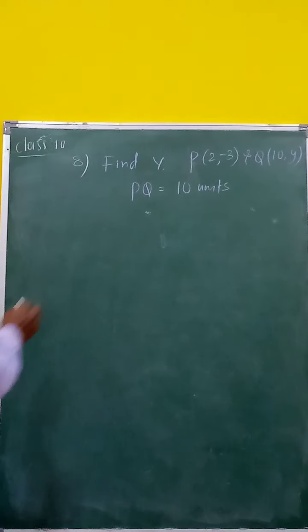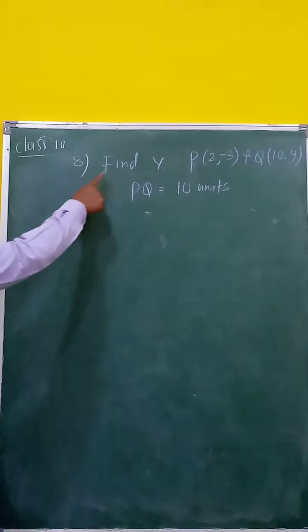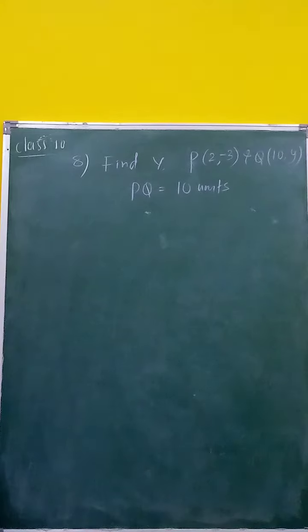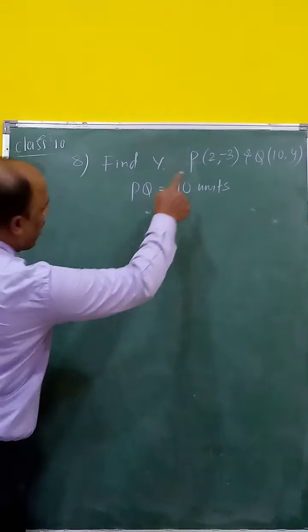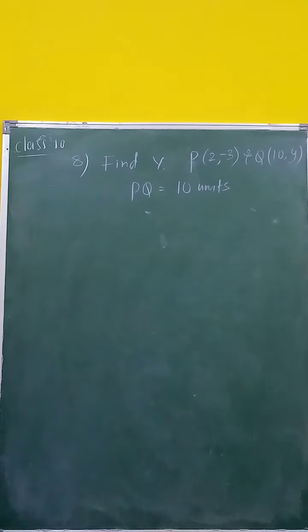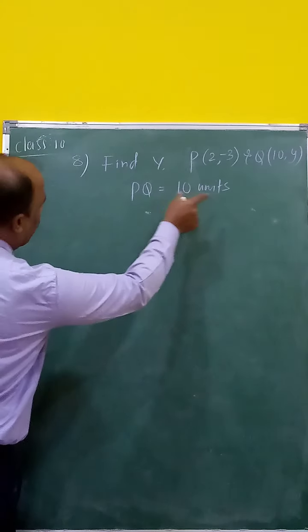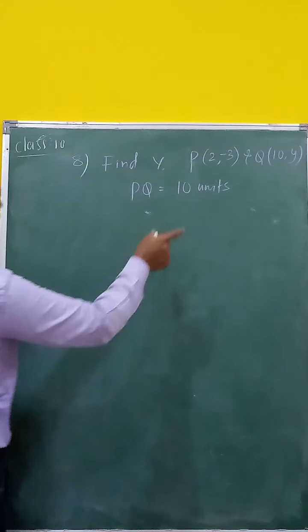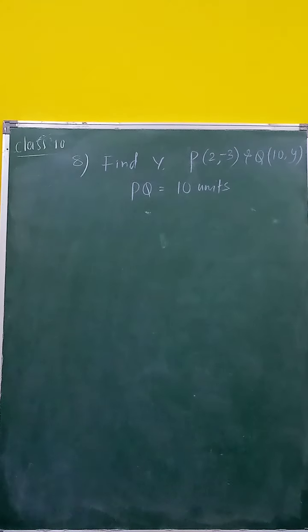Okay. Read the question first. Find the values of y. The given points are P(2, -3) and Q(10, y). Then PQ is equal to 10 units. The distance between P and Q is 10 units, given already.